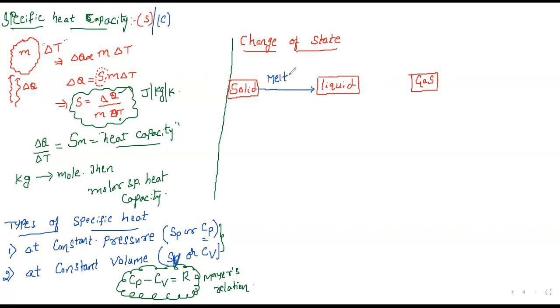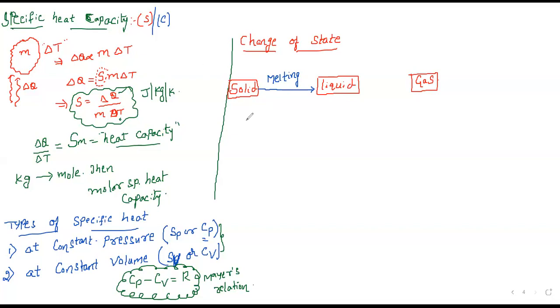At which temperature does solid become liquid? That is called the melting point. So what is melting? Melting is the change of state from solid to liquid. At which temperature does the solid become liquid? That temperature we call the melting point.